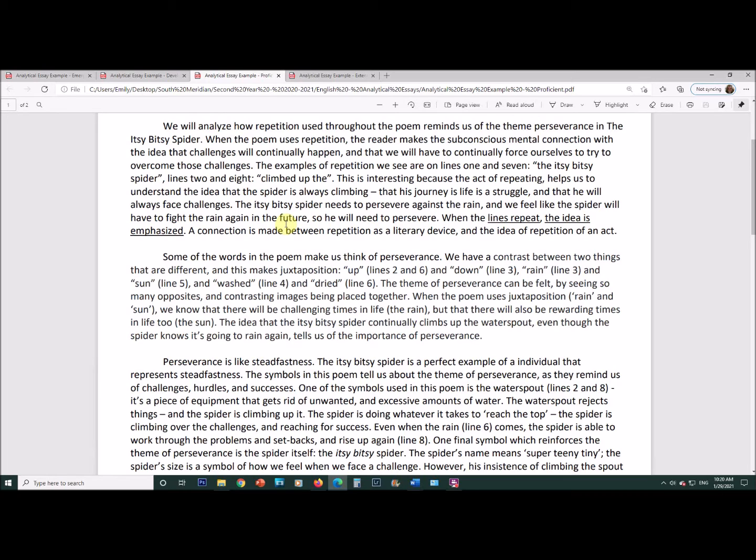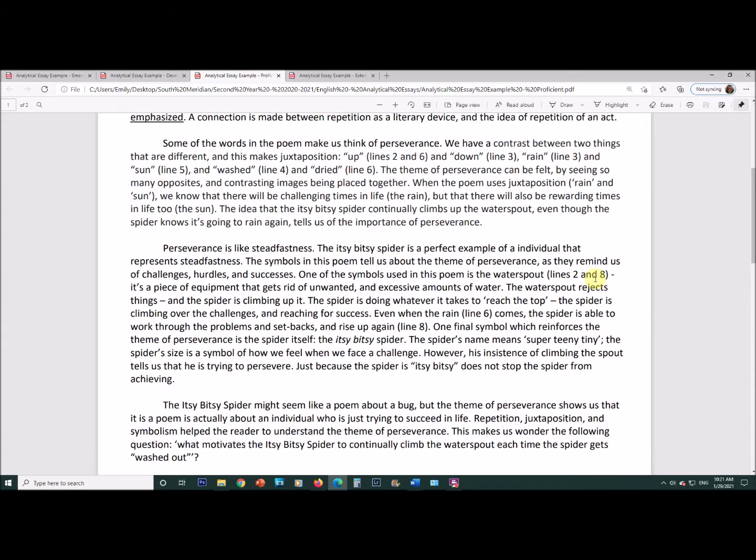The itsy bitsy spider needs to persevere against the rain, and we feel like the spider will have to fight the rain again in the future, so he will need to persevere. When the lines repeat, the idea is emphasized. A connection is made between repetition as a literary device and the idea of repetition as an act.